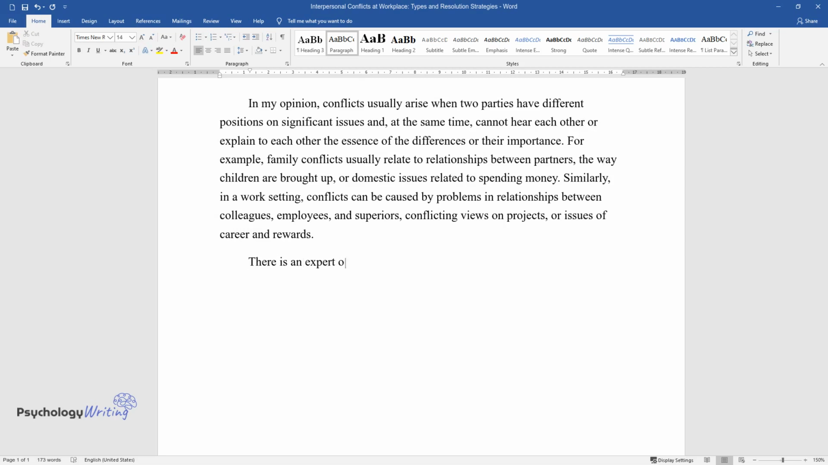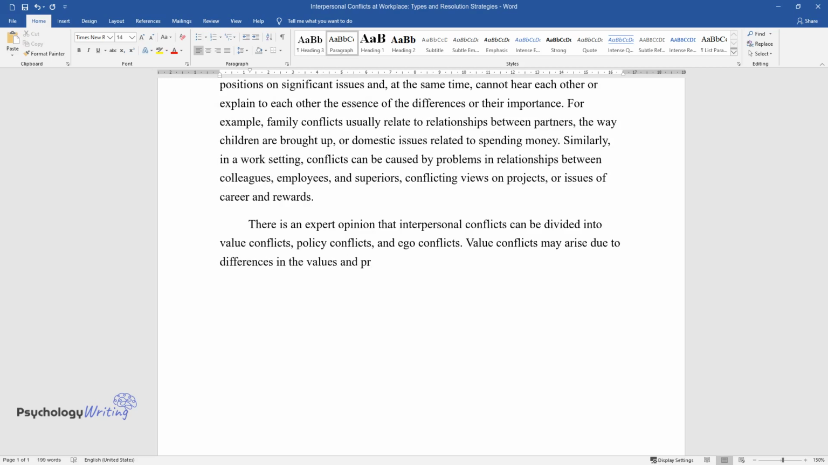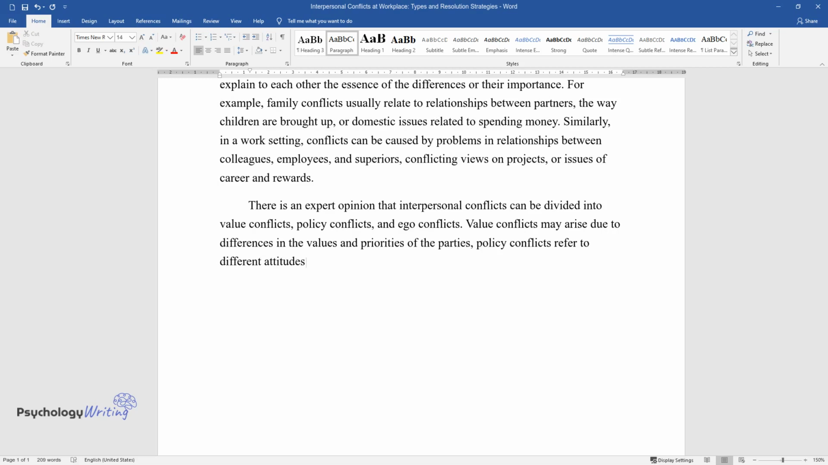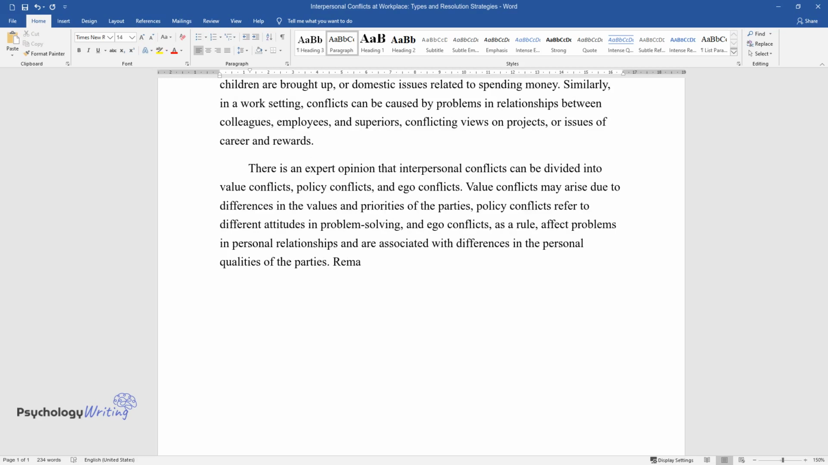There is an expert opinion that interpersonal conflicts can be divided into value conflicts, policy conflicts, and ego conflicts. Value conflicts may arise due to differences in the values and priorities of the parties. Policy conflicts refer to different attitudes in problem solving, and ego conflicts, as a rule, affect problems in personal relationships and are associated with differences in the personal qualities of the parties.